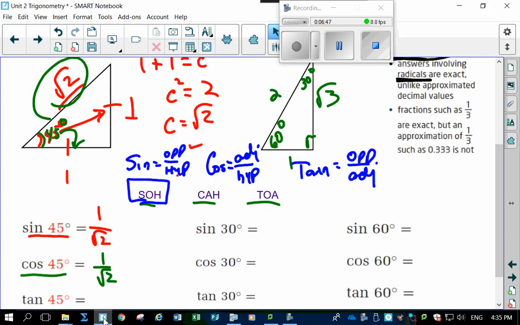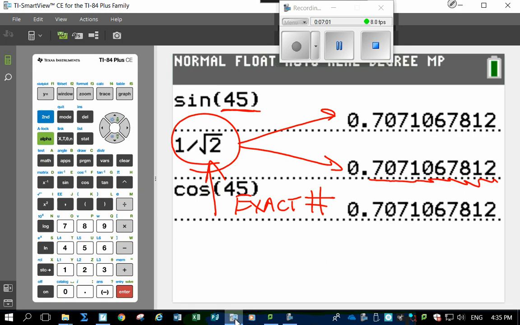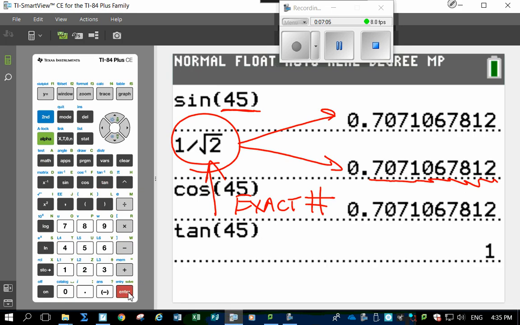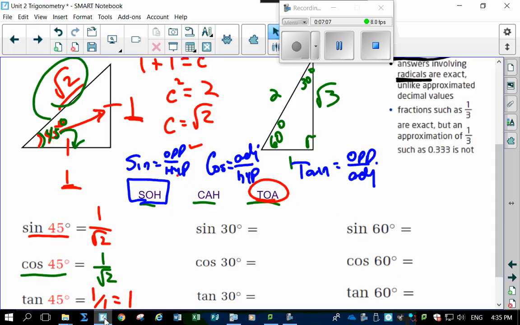Okay, let's go. Then what is tangent? Tangent, if you remember, is opposite over adjacent. There's opposite, there's adjacent. So opposite over adjacent is 1 over 1. Well, tangent of 45 degrees is just 1. Let's prove it. Tan 45. It's 1. Wow. Well, then let's burn through the rest of this a lot faster.